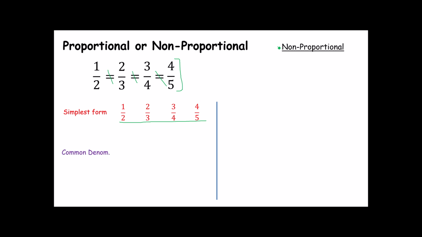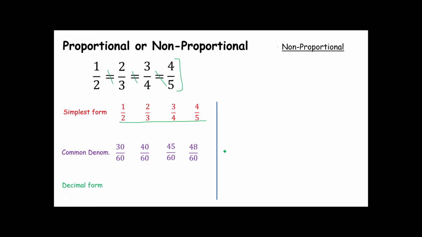If I went to find a common denominator for halves, thirds, fourths, and fifths, it would be 60. 1/2 is 30 out of 60. 2/3 is 40 out of 60. 3/4 is 45 out of 60. And 4/5 is the same as 48 out of 60. Here again, notice these do not all match. Since they don't all match, we know this is non-proportional.